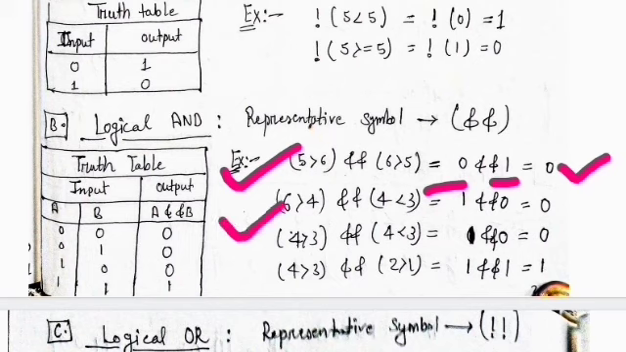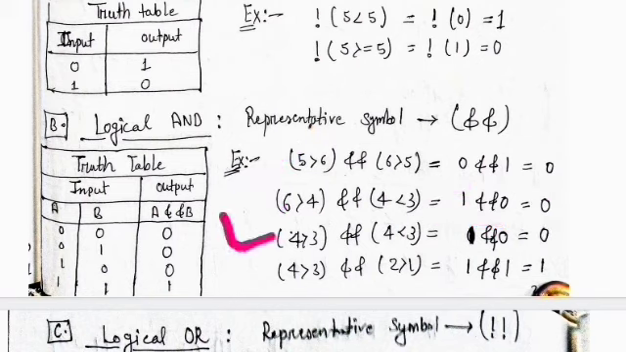And another example: 6 is greater than 4 logical AND 4 is less than 3, so we get here 1 logical AND 0, which is also 0. And in the next example, 4 is greater than 3 logical AND 4 is less than 3, so we get 1 for the first, and 0 because the second is false. So when we apply the logical AND operator, we get 0.